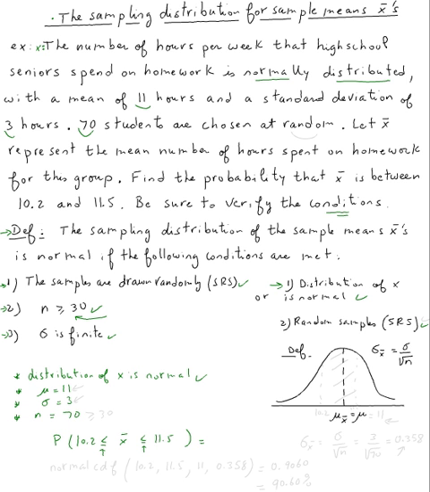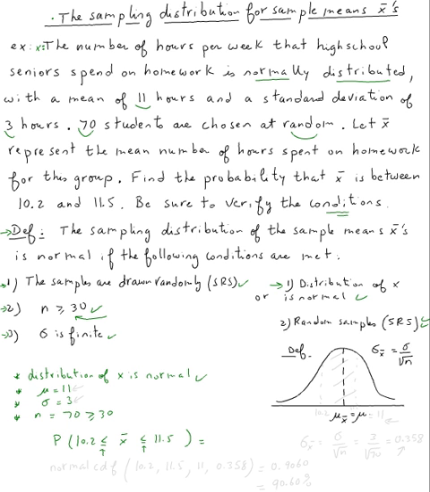And then right here, 70 students are chosen at random, so this is checked, so we're okay, even though N is equal to 70, which is bigger than 30 anyway. But we didn't have to. Even if we were given a number less than 30 for students that are chosen at random, the conditions are met.